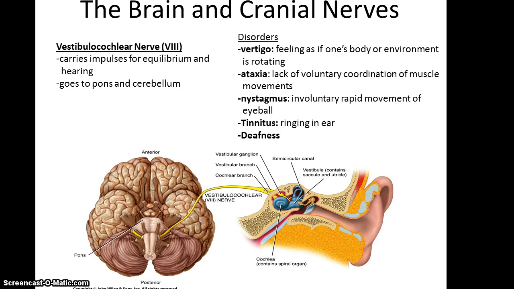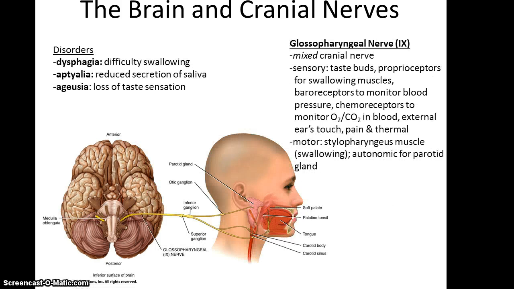And if this is damaged, you can have vertigo, which is a feeling that your body or the environment is always moving. You can have ataxia, which is the difficulty in voluntary control of muscle movements. Nystagmus, which is involuntary rapid movement of the eye. Because your equilibrium is off, your eye's trying to adjust. It can cause tinnitus, which is ringing in the ears, and, of course, deafness.